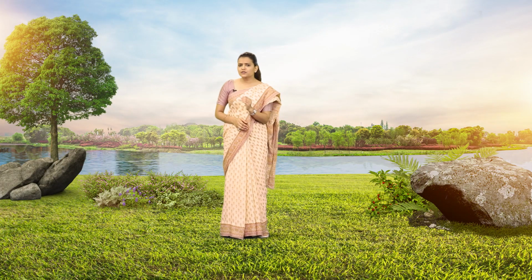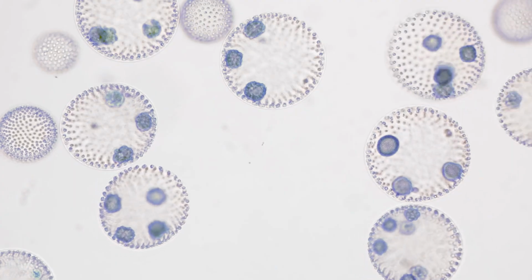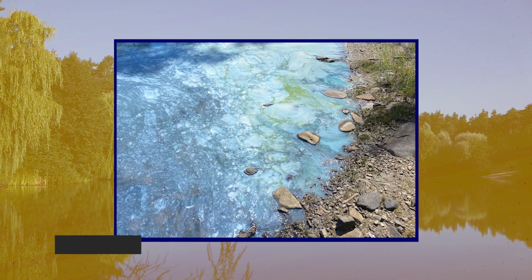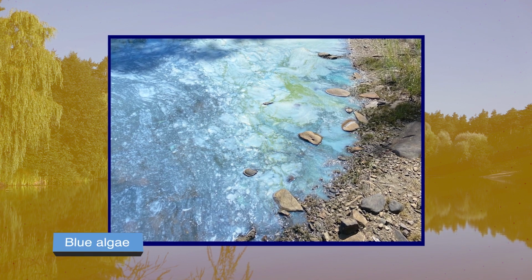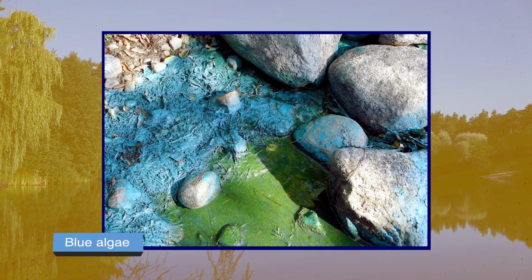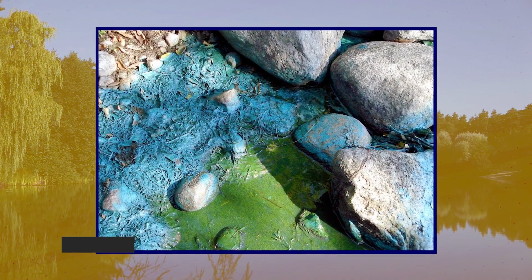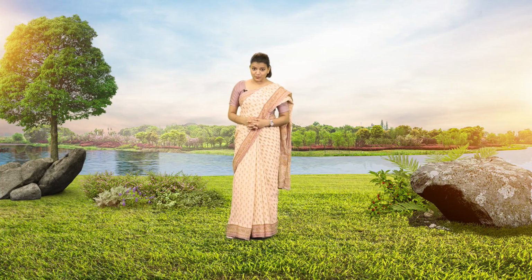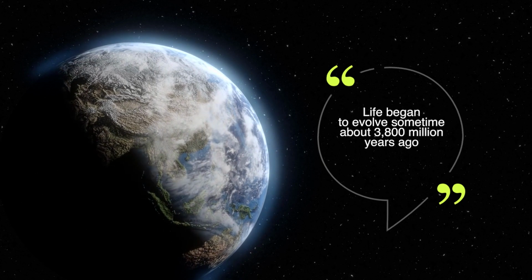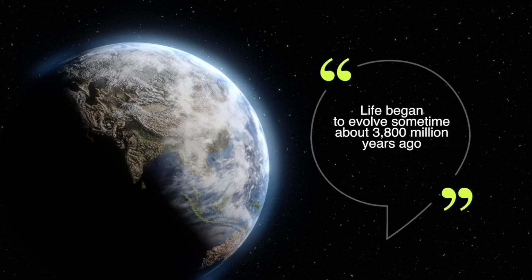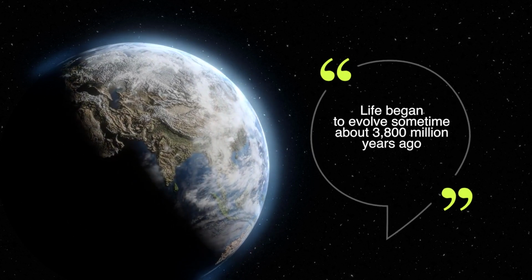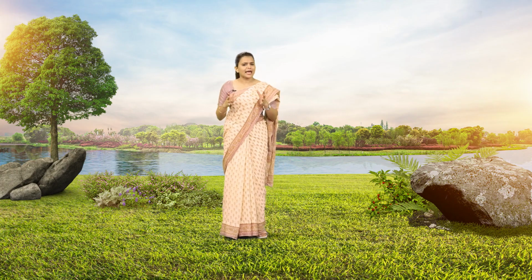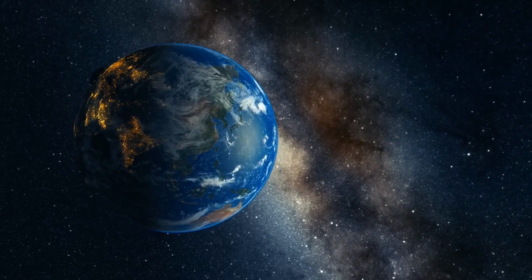Interestingly, the microscopic structures of early life closely related to the present form of blue algae have been found in geological formations much older than some 3000 million years. So, it is assumed that life began to evolve sometime 3800 million years ago. This was all about how the atmosphere of our Earth originated.